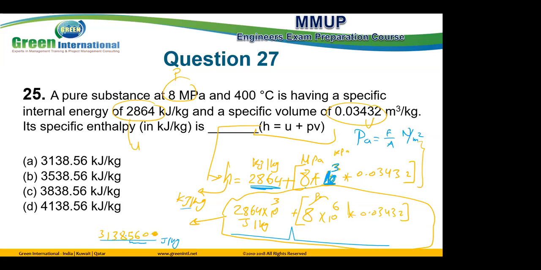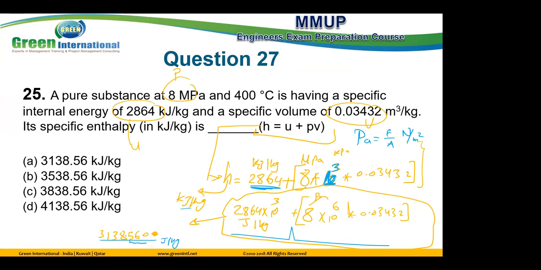Pressure and specific volume, you get work. This is specific because the volume is specific, and the internal energy is also specific. Specific means per kilogram. So Newton meter per kilogram, which is joule per kilogram. Exactly.